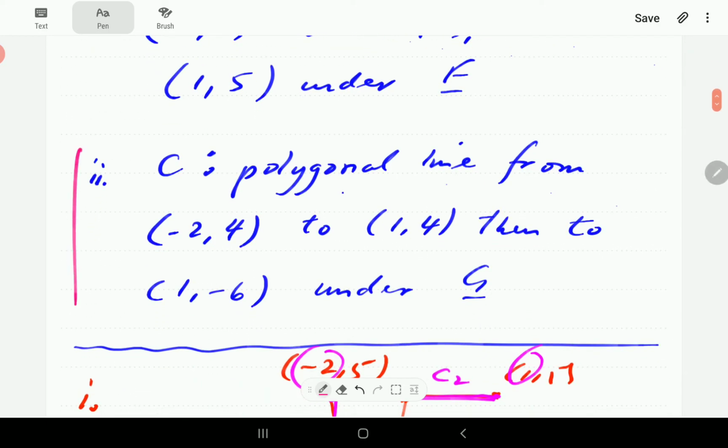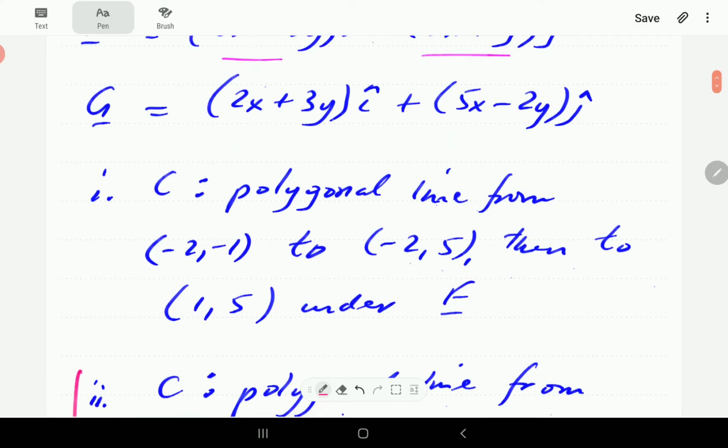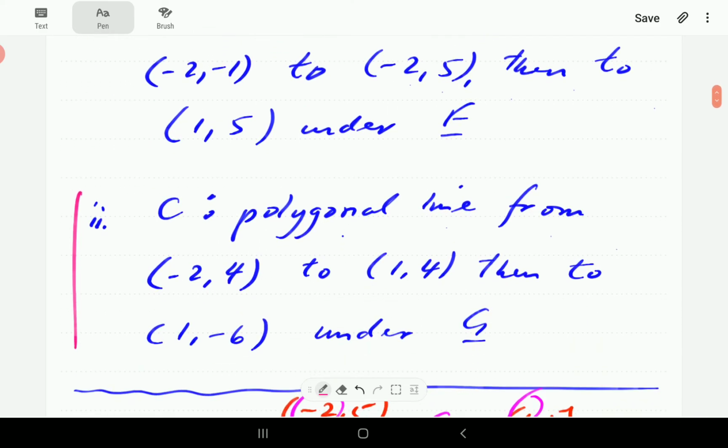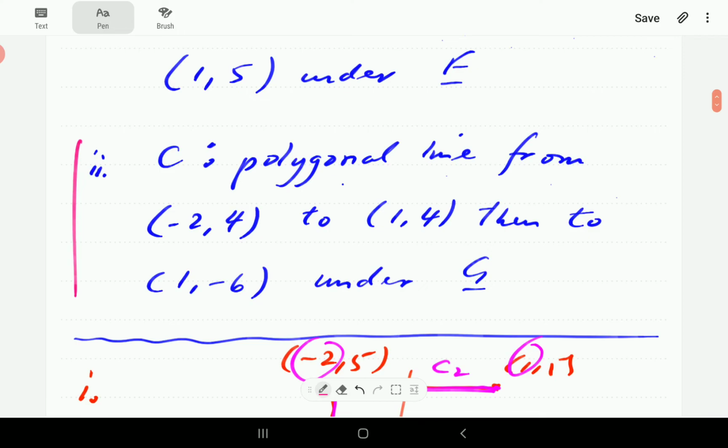All right. So at this point, we're going to give you an opportunity to have a go at part 2. In part 2, you want to find the work done along the polygonal line from -2,4 to 1,4, then from 1,4 to 1,-6 under the influence of the force field G. There is G there. So if you want to, pause the video and have a go at this, and then when you proceed with the video, you can compare with our solution.